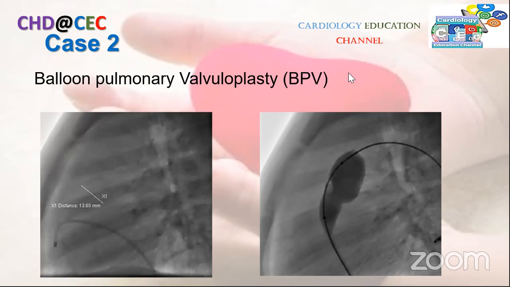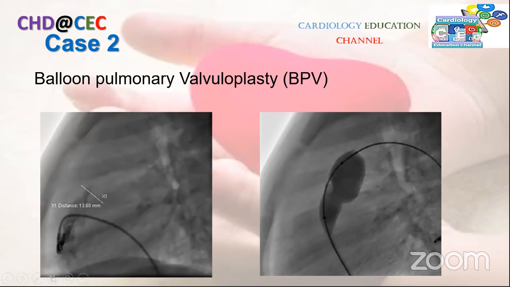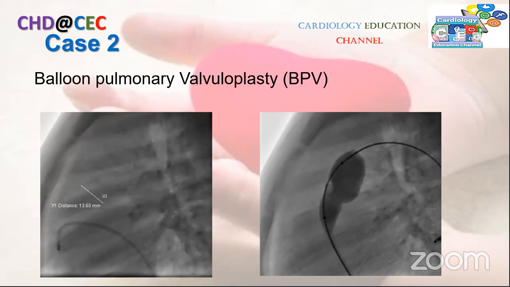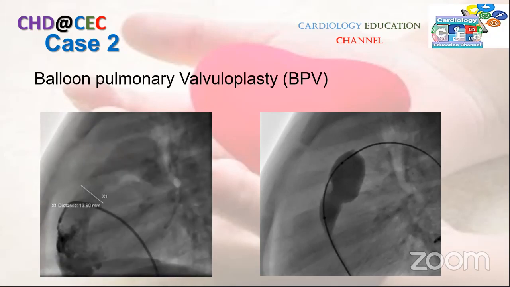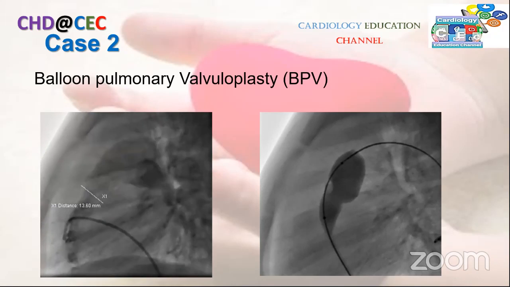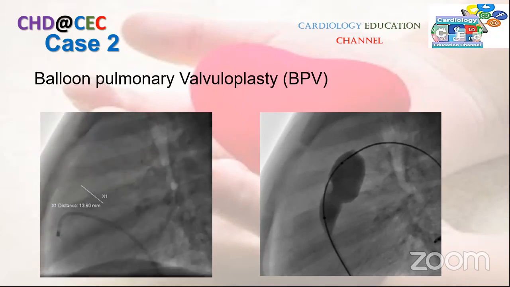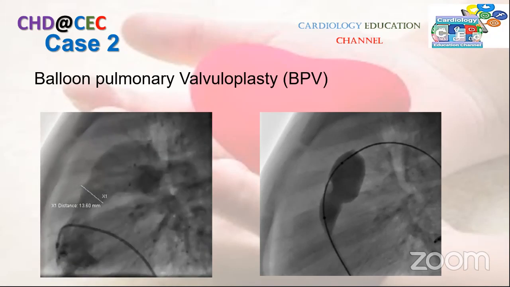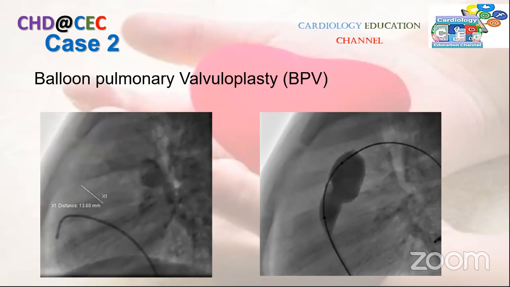Okay. Being a surgeon, I want to ask a question. When would you consider a case not suitable for balloon, or would you go ahead and do balloon for any valvular pulmonary stenosis? So when would you refer that for surgery?